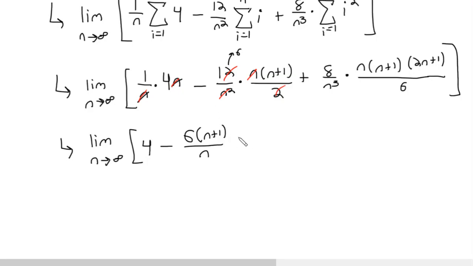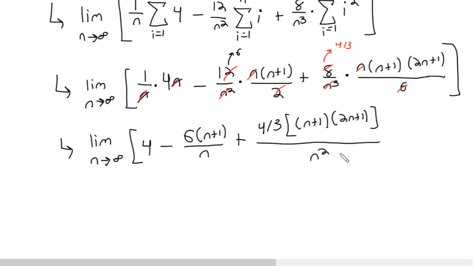That's all I did. Okay, so plus, and now one of these n's will cancel out. That 8 over 6 will become 4/3, so I'll write it over here. So plus 4/3 times n plus 1 times 2n plus 1 over n squared, because that n squared is still chilling out down there.